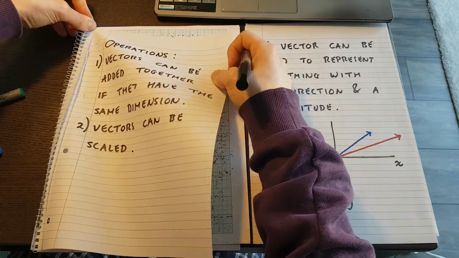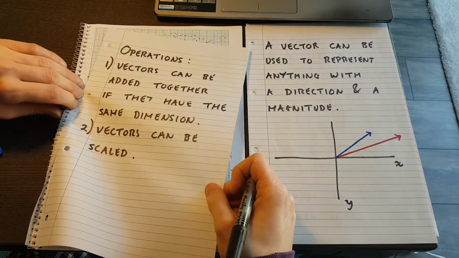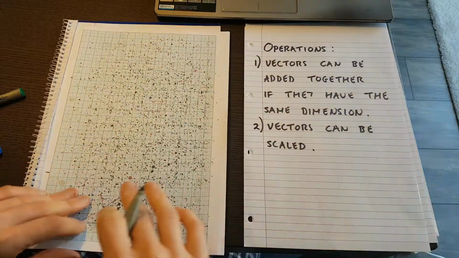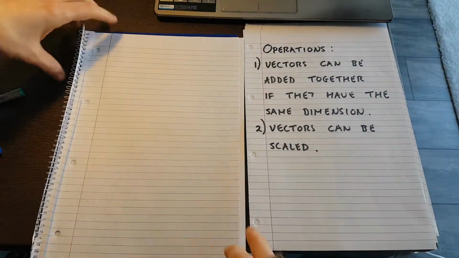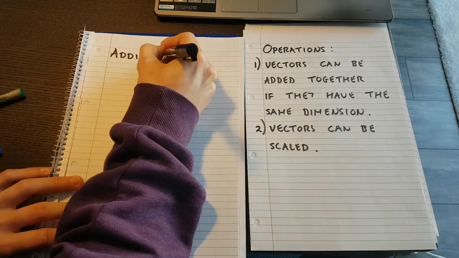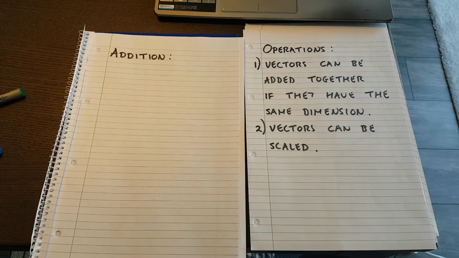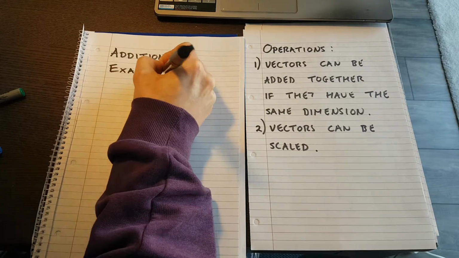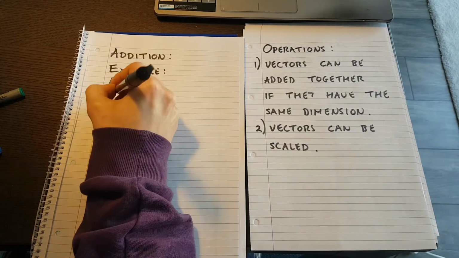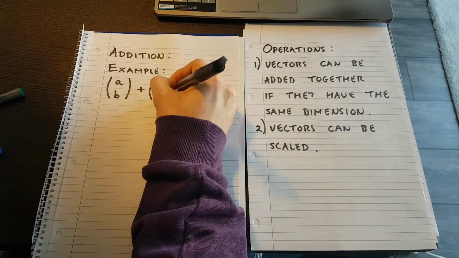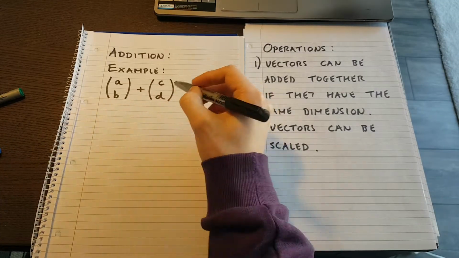So they can be added together if they have the same dimension, and vectors can also be scaled. So let's talk about addition first. Now vector addition is pretty straightforward. Here's the idea. Suppose I have a vector which is A with B, and I want to add that to C with D. So I have A with B and C with D.